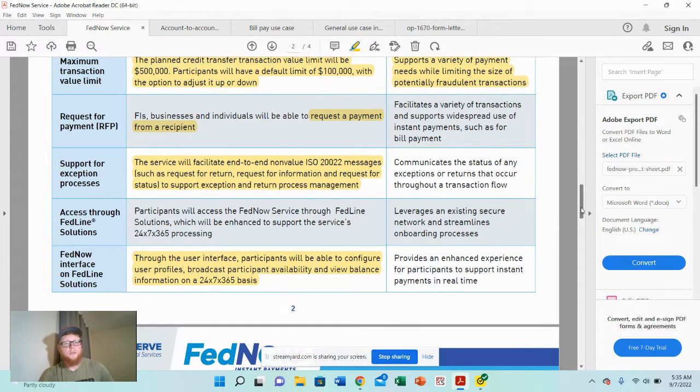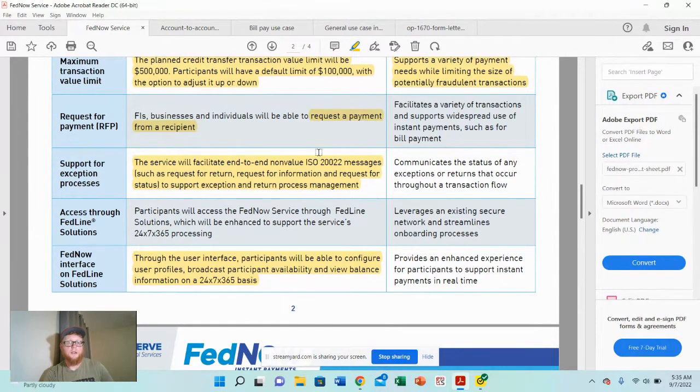With this, another core feature would be you could request payment from any form of recipient or other participant, whether it be a business or individual. There would be support for exception processes, right? And so there's something that I need to look more into as well. So basically, the ISO 20022 messages. These exceptions would be like a request for return, request for information, or request for status, right?